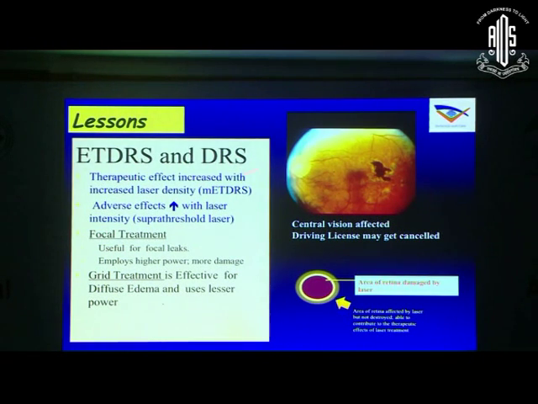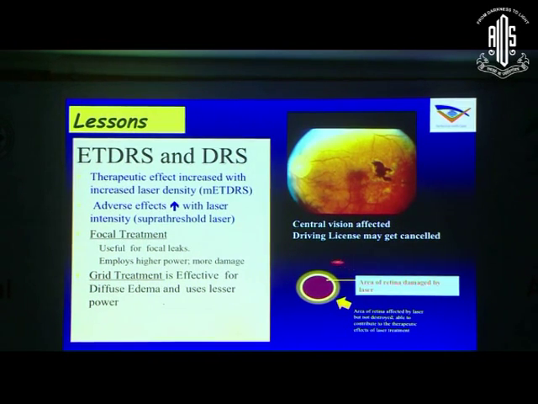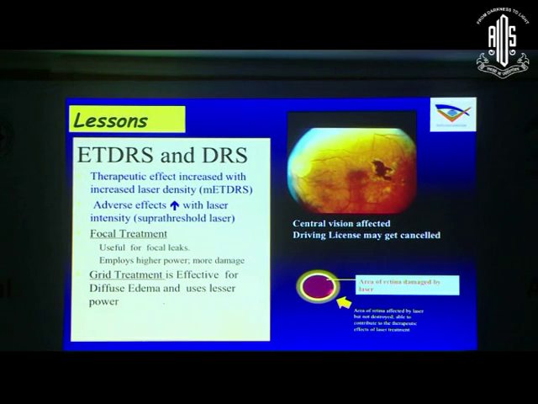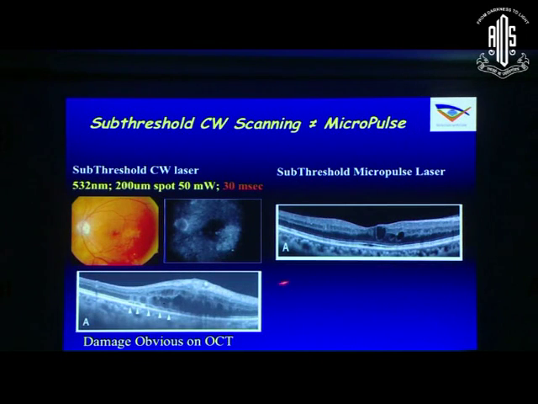So ETDRS and DRS came up, they observed that in their treatment, when the suprathreshold laser was used, the area around the laser burn actually contributed towards the reduction of diabetic macular edema. So from here came the role of subthreshold laser. A subthreshold laser is actually not the same as a micropulse laser.